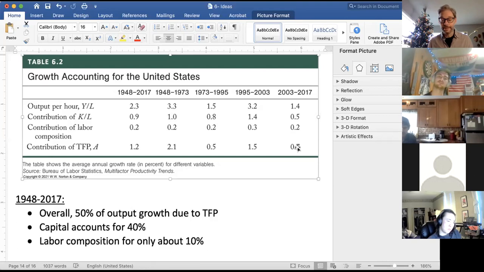This points to the fact that total factor productivity growth is a huge factor in determining how well our economy does in general. I mean, we can talk about the labor market. We will talk about this on Monday. We can talk about capital. We talked about that a lot in the Solow model, but productivity is really the big factor.